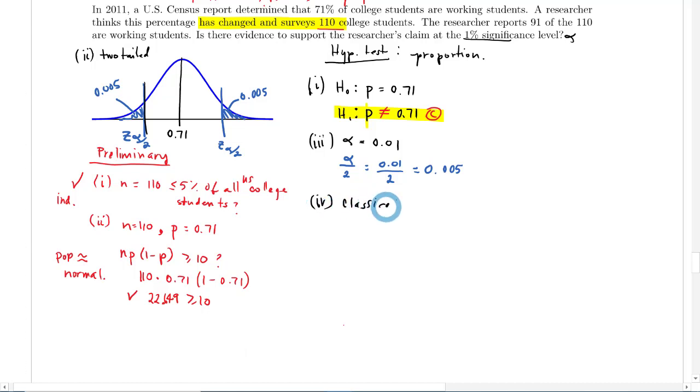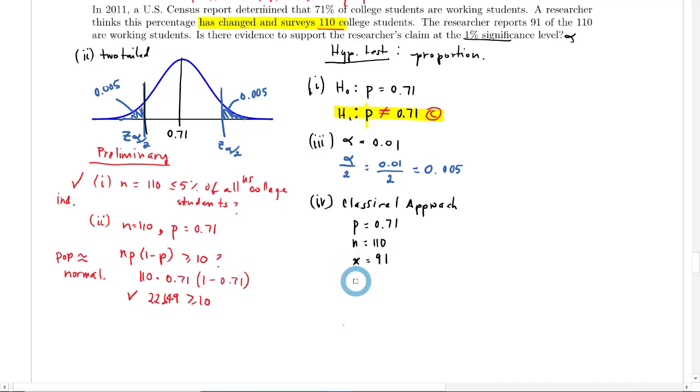I think the first thing we should do is go to the calculator and run that test, and then get all the stuff that we need out of it. So let's gather all the information that we would need. We know that the population proportion is 0.71. We know the number of people sampled is 110, where 91 met the attribute that they were working students. And then we know our significance level, and we know it's a two-tailed test, right? Not equal to.